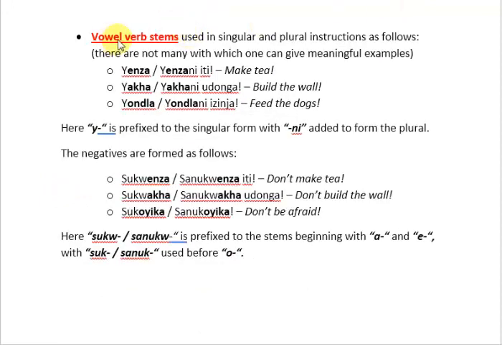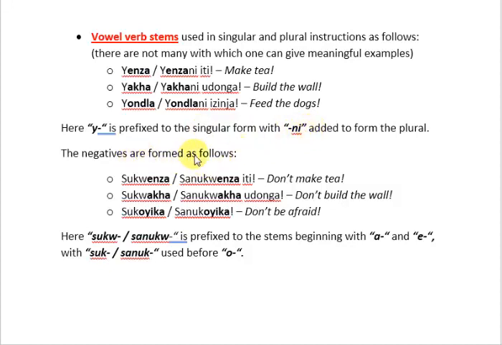The second category consists of vowel verb stems, which are used in the singular and plural instructions as follows. Yenza, yenzani, iti, make tea, singular and plural. Yaka, yakani, udonga, build the wall. Yondla, yondlani, izinja, feed the dogs. Here, y is prefixed in the singular and ni is added to form the plural.